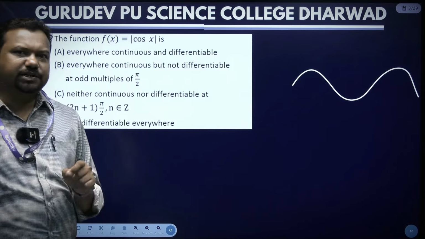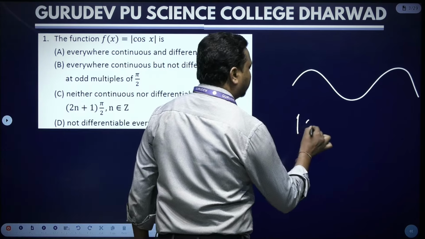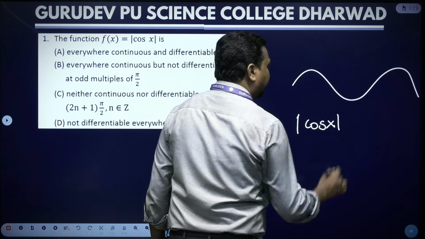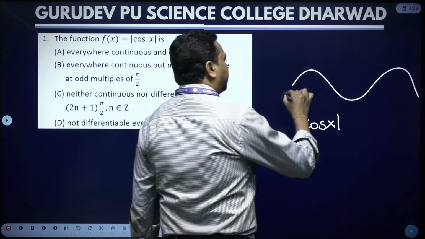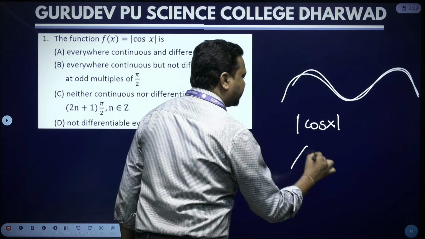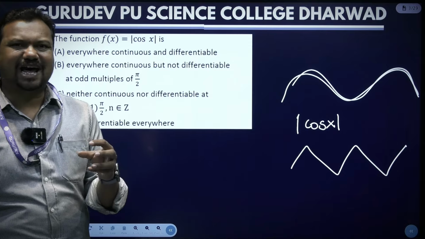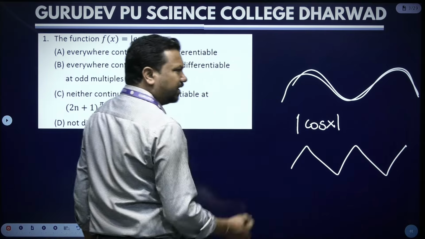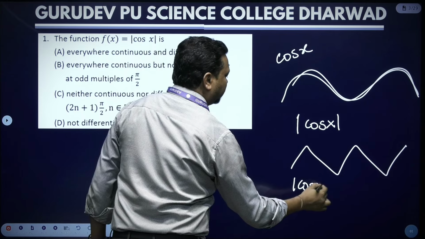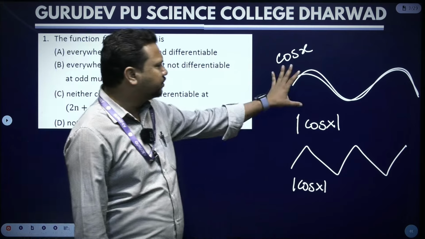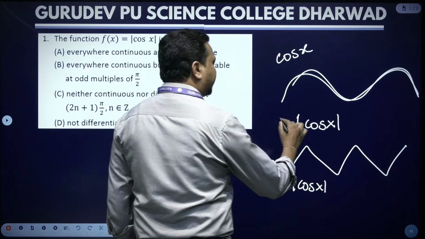But if you consider the same cos x function within the modulus function, that is a composite function, you can call it mod cos x. So what will be the change in terms of graphical presentation? The smooth curve will be changed to a sharp-edged curve. I hope you remember this. So mod cos x will be a function having a sharp-edged curve. This is only the cos x function and this is the mod cos x function. So what can you observe? You can observe a change from a smooth curve to sharp edges. Of course, the function is also continuous. Hence, this function is continuous.